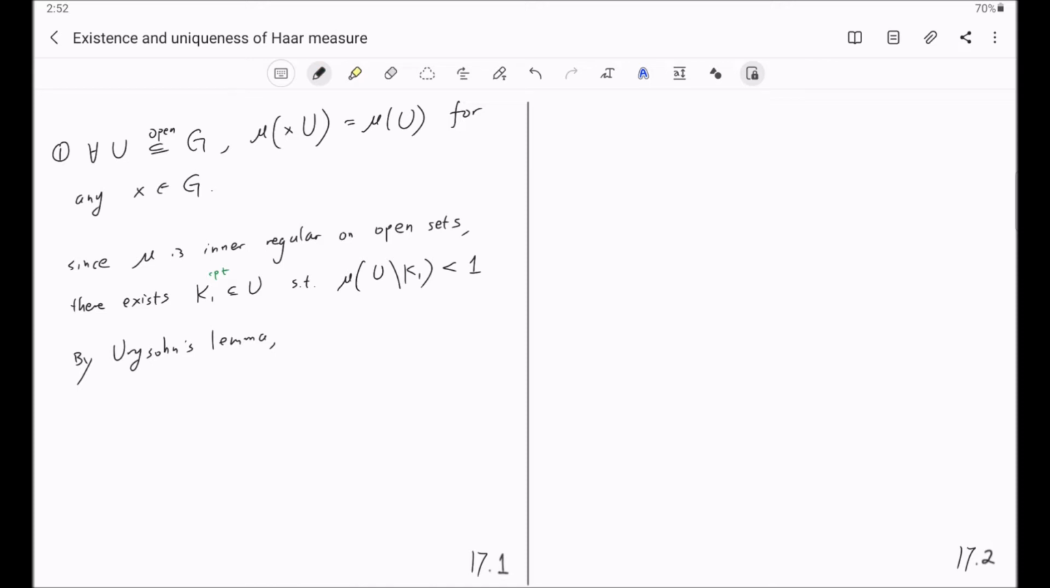By Urysohn's lemma, we pick F1 compactly supported and continuous on G, with the support of F1 contained in U, and F1 is between 0 and 1, and F1 is constantly equal to 1 on the compact subset we described here. So this is our first step.